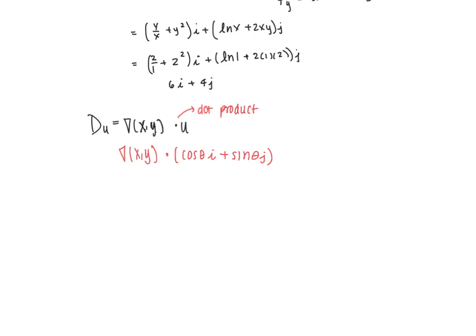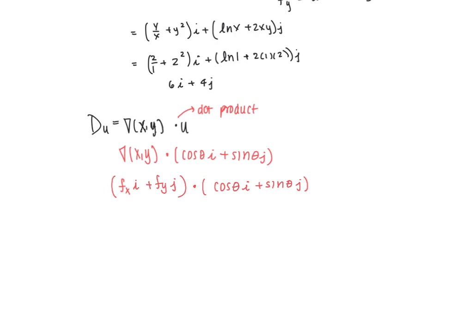And so let's just recall what the dot product is. You'll have this partial derivative with respect to x times i plus partial derivative with respect to y times j. That's one vector. I'm going to dot product that with cosine theta i plus sine theta j.